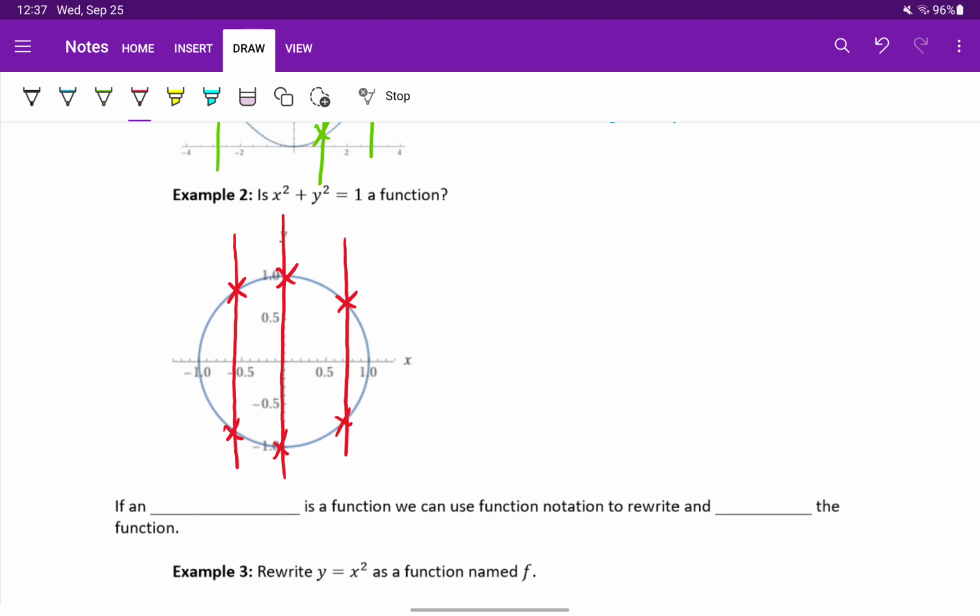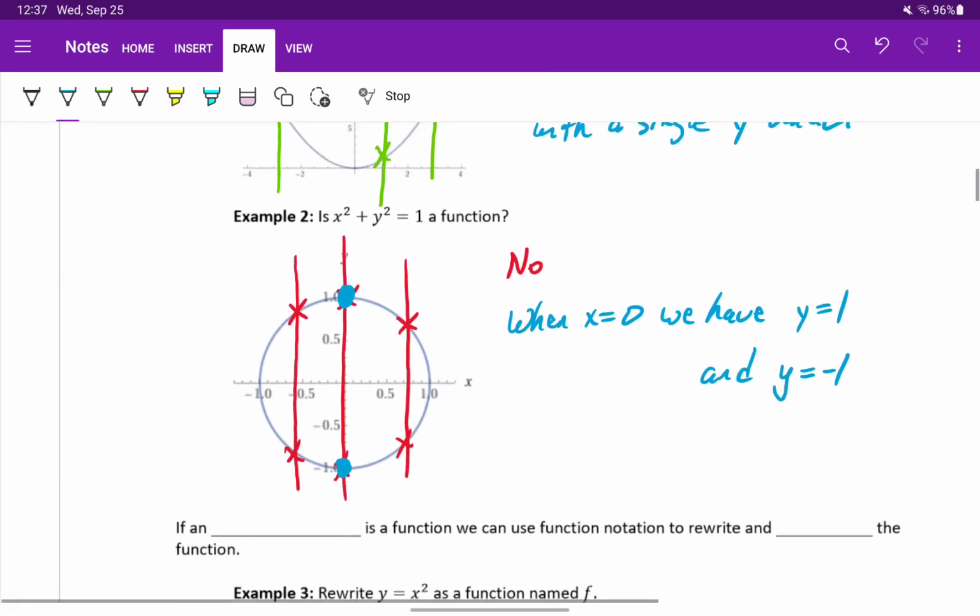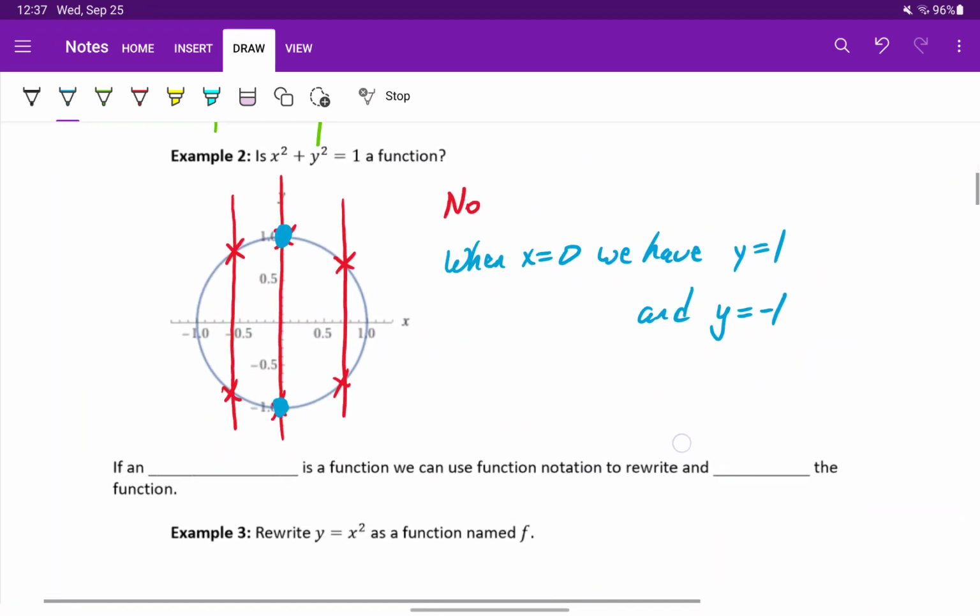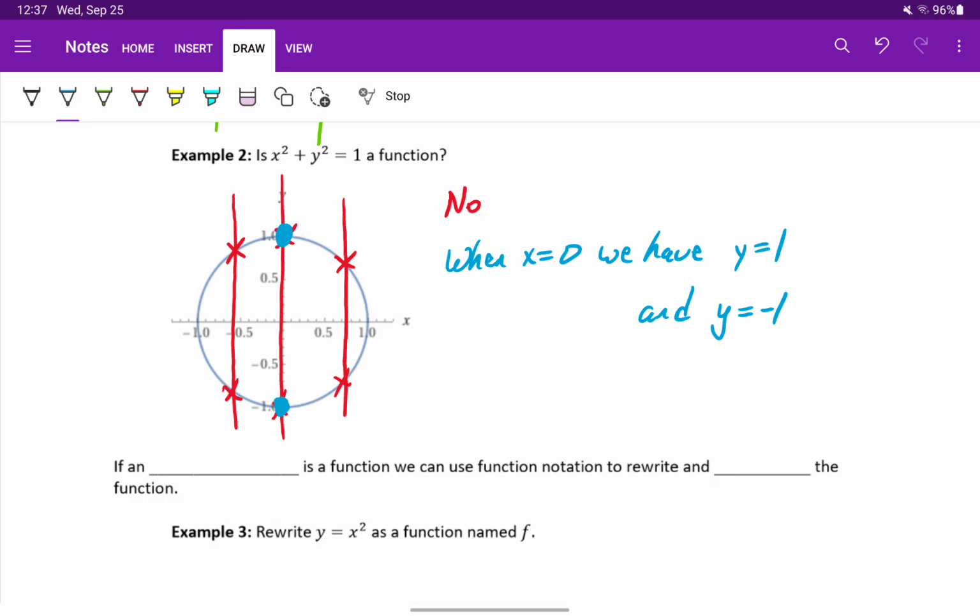So in this case, we're asked if this is a function. We would say no, and we could be very specific here and say that when x is equal to 0, we have y is equal to positive 1 and y is equal to negative 1. Since that single x value is paired with two different y values, that means this expression, this equation, is not a function.